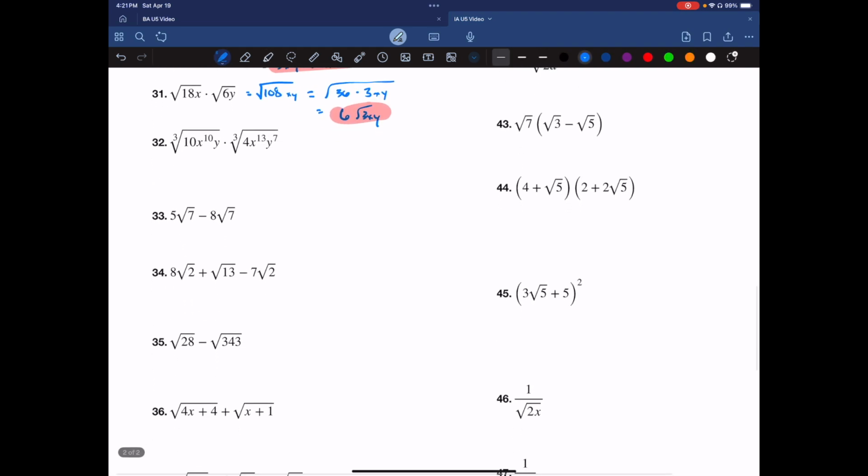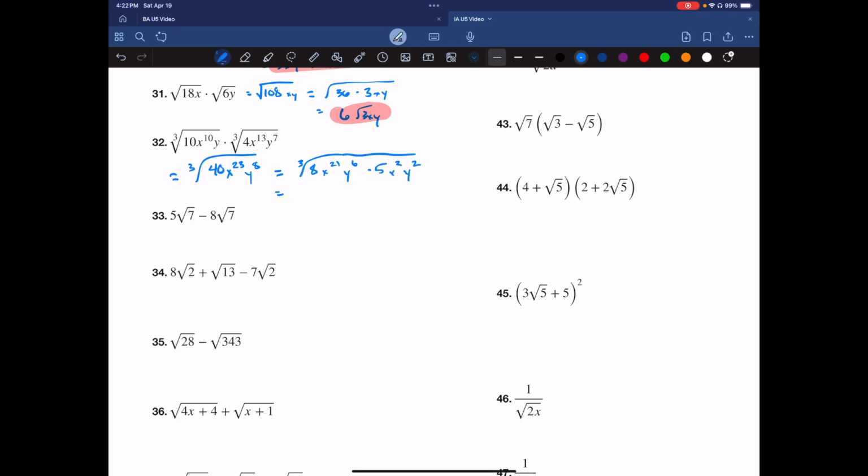Okay. On 32, this is going to be the cube root of 40 x to the 23, y to the 8th. Okay, the cube root that lives inside of 40 is 8. So I can take the cube root, and that's going to be 2. 3 goes into 23. It goes into 21, not 23. And then it goes into 8, 6. And so 8 times 5 is 40. And then it's going to be x squared and y squared.